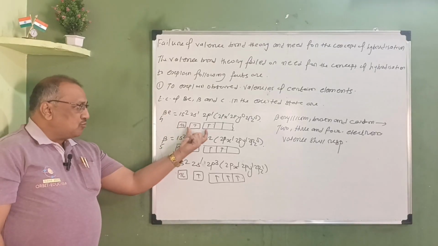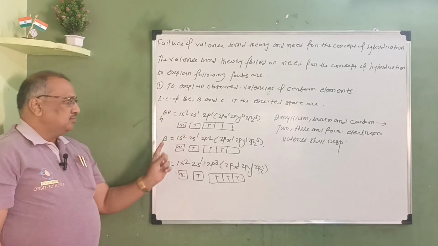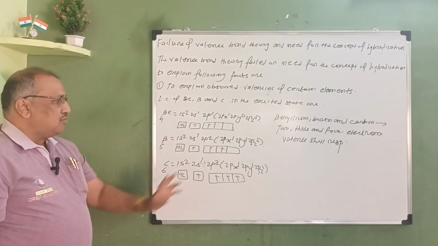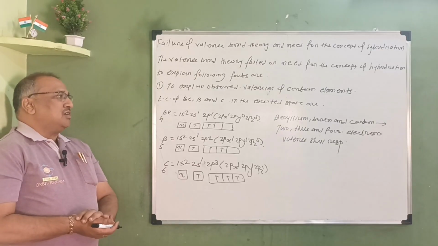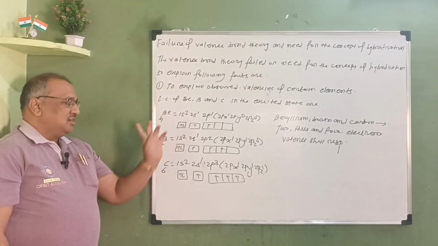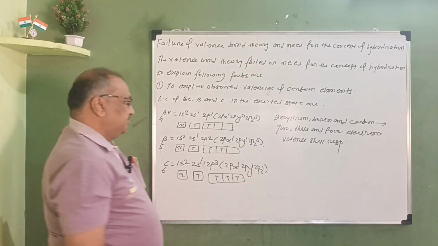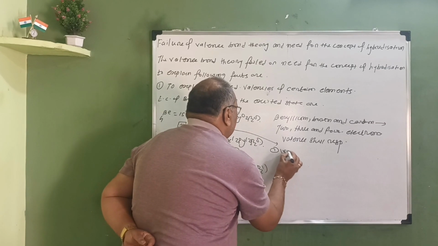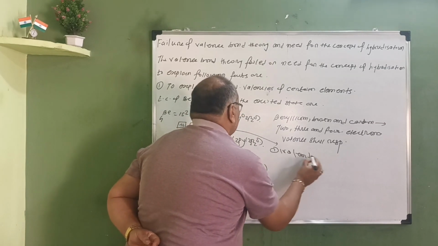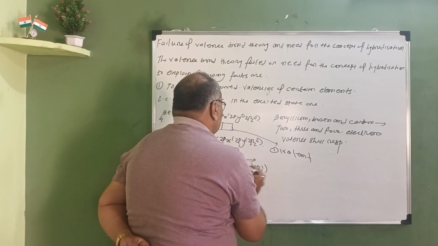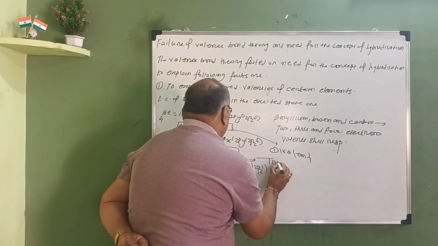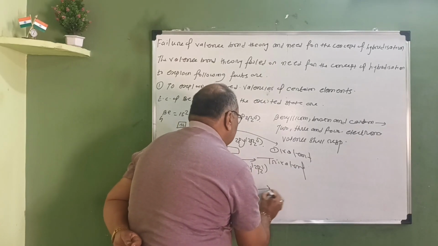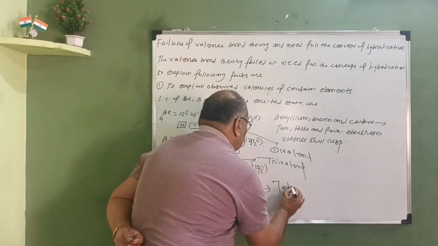Beryllium atom has 2 unpaired electrons, boron atom has 3 unpaired electrons and carbon atom has 4 unpaired electrons in the valence shell. Hence beryllium is divalent, boron is trivalent and carbon is tetravalent.